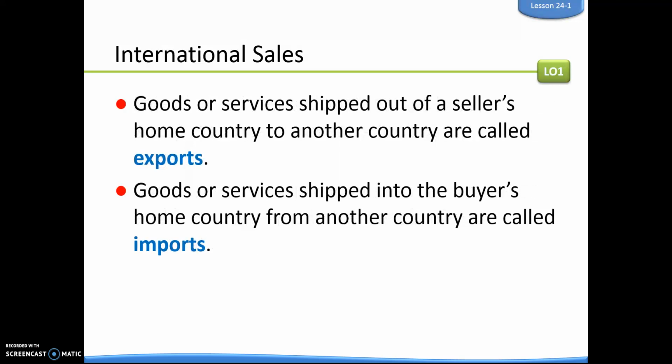So we have two types of goods and services. Goods and services that are shipped out of a seller's home country to another country, we call that exporting. Goods and services shipped into a buyer's home country from another country are called imports. So we are either exporting or importing goods and services, and it is important to know the difference between those two.